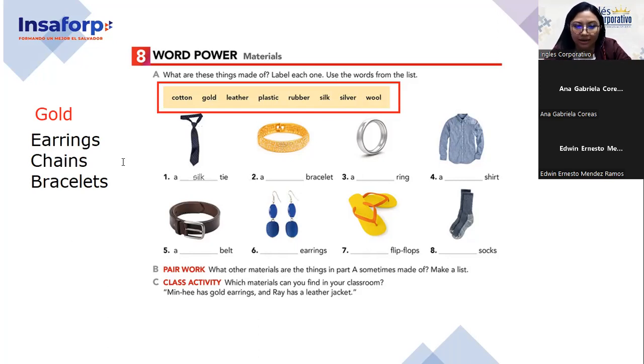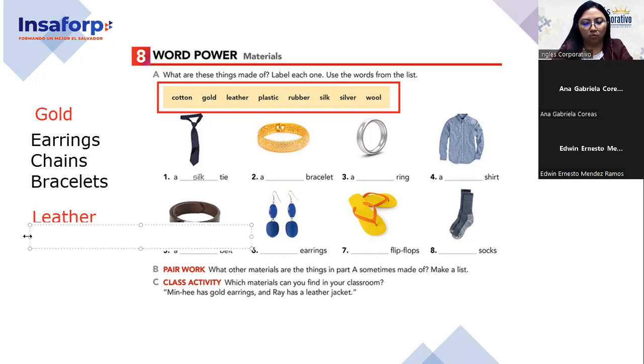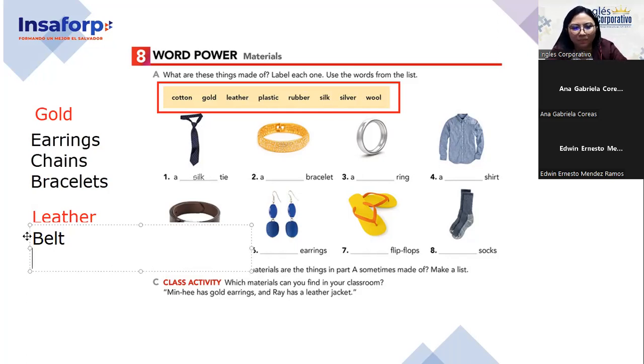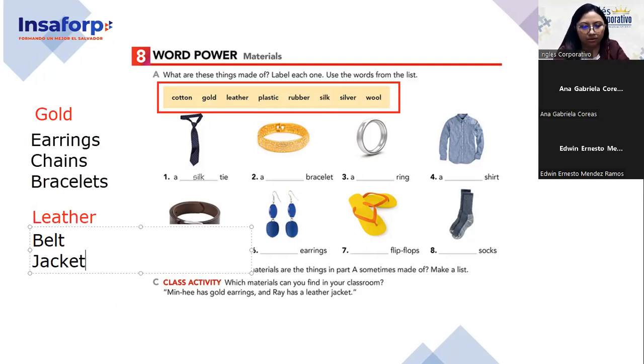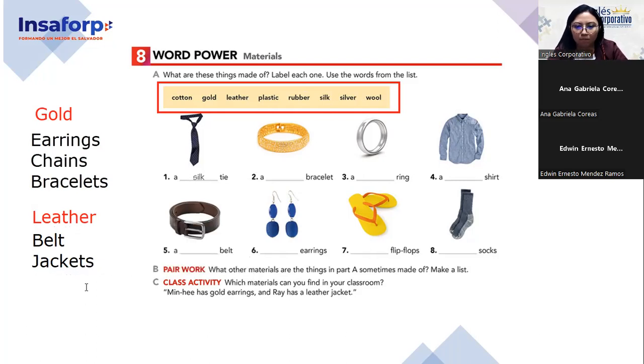How about leather? Con este material, leather. Leather es cuero. Very good. El cincho, se dice... Cincho, muy bien. Belt. ¿Qué más podemos encontrar de cuero? ¿Cómo se dice el cincho en inglés? Belt. Jacket. And jackets. Muy bien, dos ejemplos. Vamos con plastic.